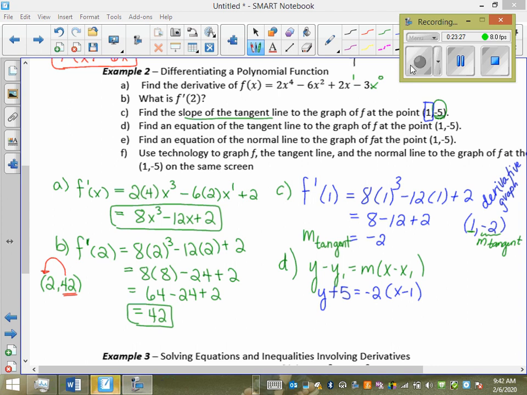Then they want us to find an equation of the normal. An equation of the normal. So what's m normal?